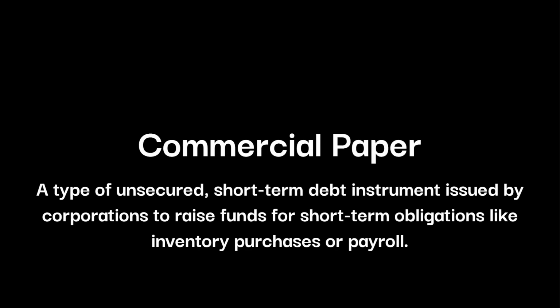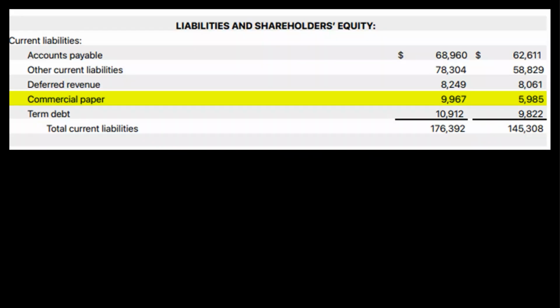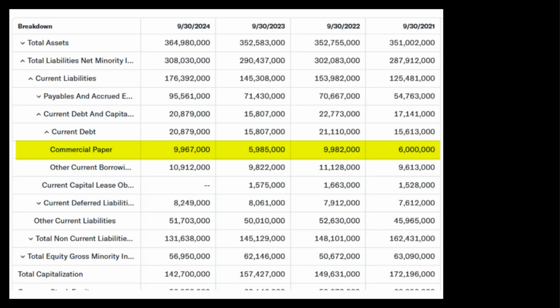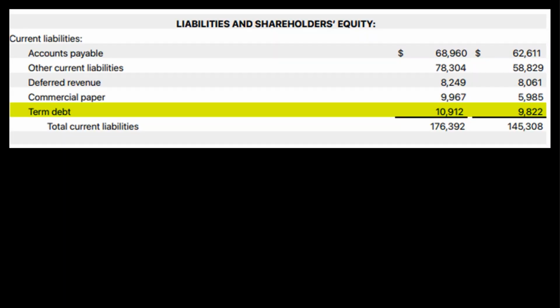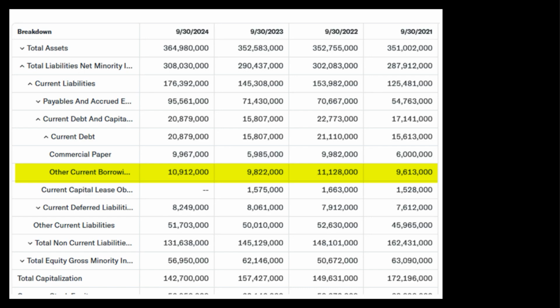Also, we have commercial paper. So a type of unsecured short-term debt instrument issued by corporations to raise funds for short-term obligations like inventory purchases or payroll, right? Just labeled easily as commercial paper, 9967. And then you can see over here, commercial paper, 9967. Current portion of long-term debt, so debt due within the next 12 months. It's also called term debt or other current borrowings. You can see term debt over here, 10912, and then you see 10912 other current borrowings. And both of those, right, commercial paper as well as other current borrowing, they roll up to current debt, which you'll use in some calculations.